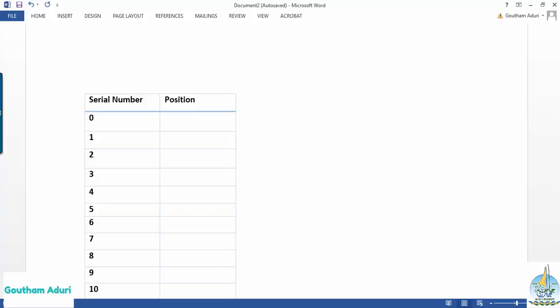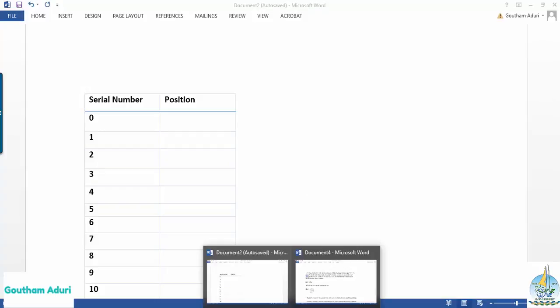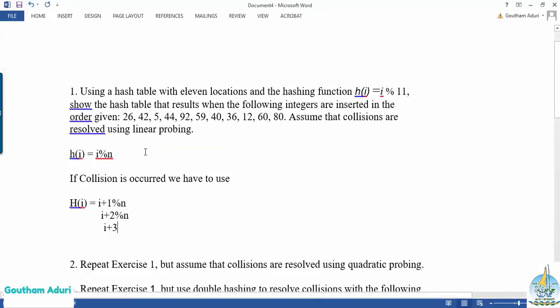The first method we are going to see is linear probing. In linear probing, there is the case of a collision. What is a collision? Collision means there is some item that is placed at the second position, and if another item is going to collide there, we have to use a technique called linear probing. So let us see this linear probing technique.